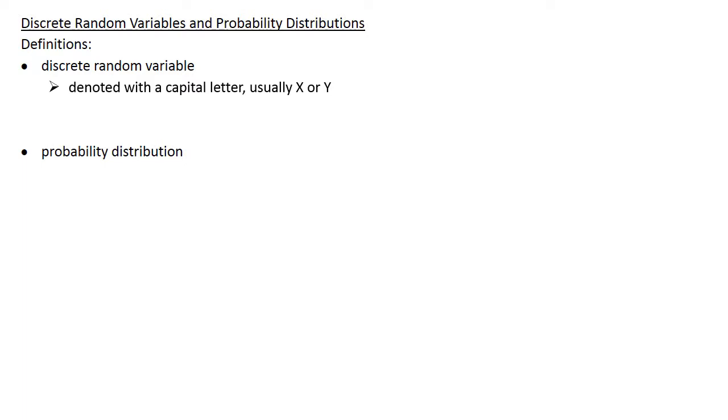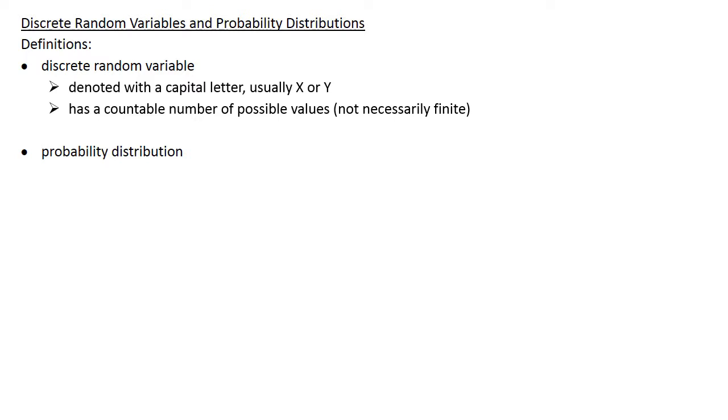Well, it's denoted with a capital letter, usually an X or a Y, and it has a countable number of possible values. And that doesn't necessarily mean it's finite. There could be infinitely many possible values, but we can count them and they're separate from each other. And so our example of tossing 3 coins is an example of a discrete random variable because there were exactly 0, 1, 2, and 3 as the possible values of x.